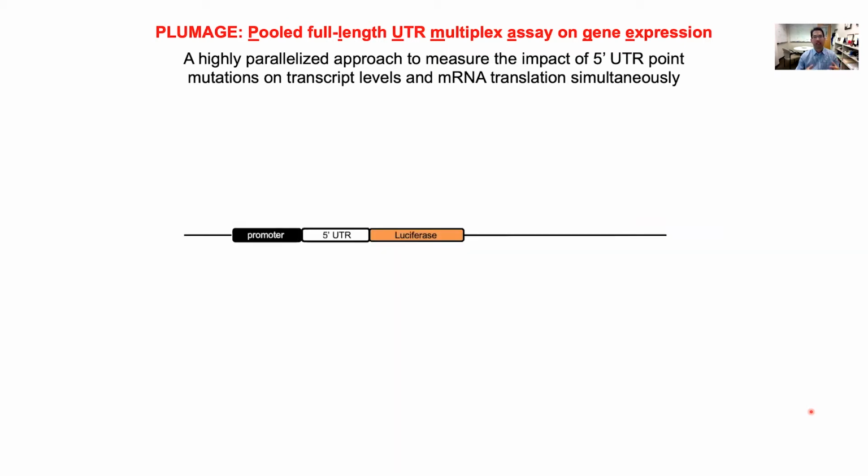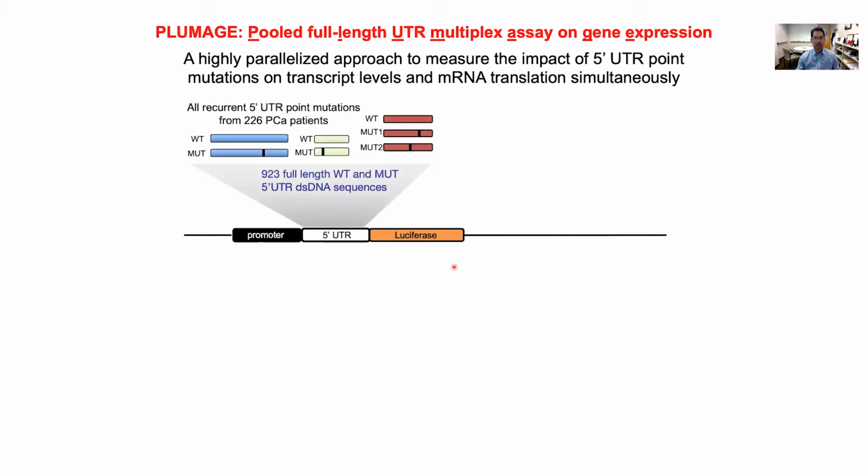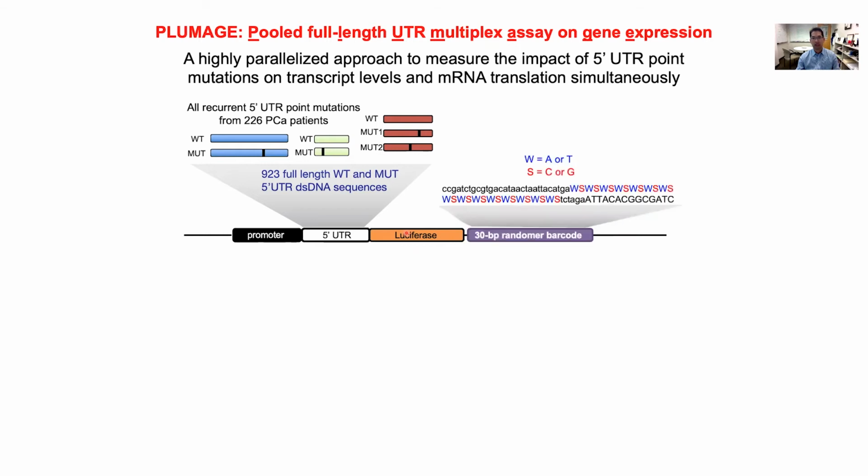This is a highly parallelized approach to measure the impact of 5' UTR point mutations on transcript levels and translation rates simultaneously. To do this, we developed a method to incorporate pretty much any length 5' UTR, and that's one of the important features of this, into a luciferase reporter construct. In order to sequence this and measure changes in transcript and translation levels, we put a 30 base pair randomer barcode downstream of the stop codon, as shown here.